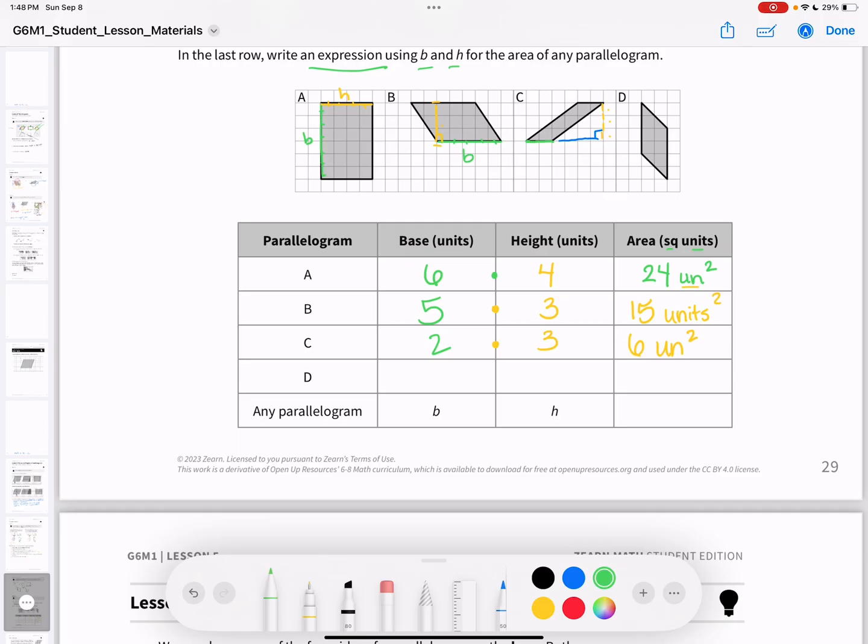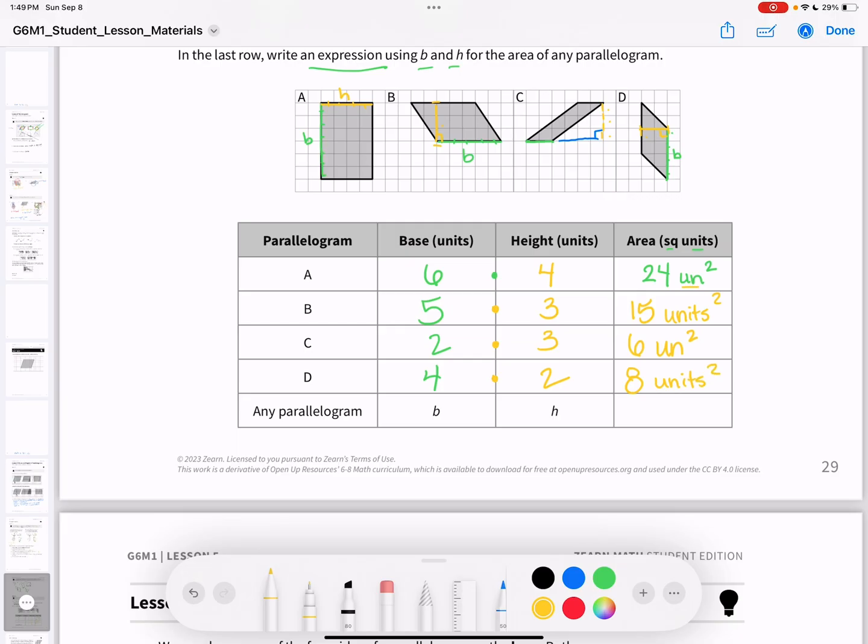All right, for this next one, I am going to choose this as my base. So it's 1, 2, 3, 4. And my height, I'm going to go inside this time. I'm going to choose this as my height, which comes in at a 90-degree angle to my base. It goes from one parallel side to the other, and it is 2. So 4 times 2 is 8 units squared.